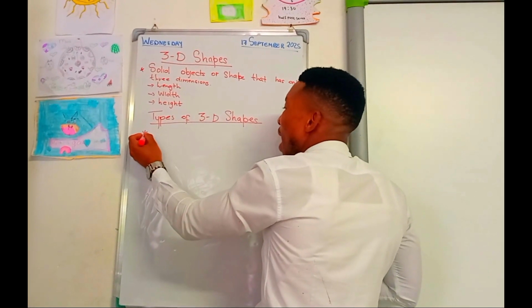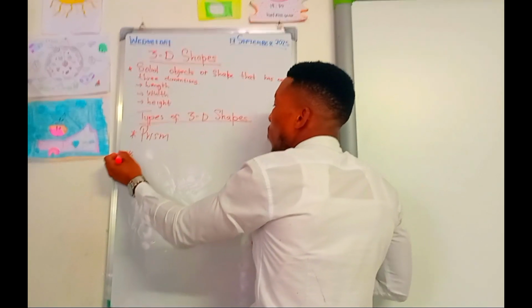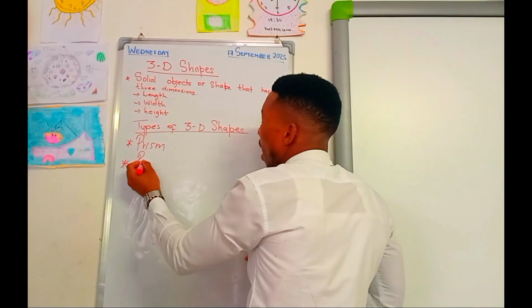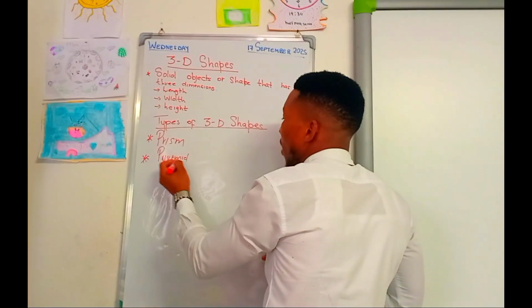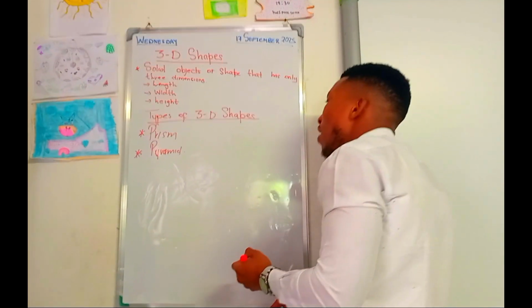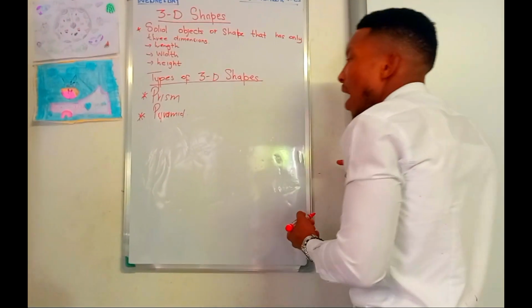We have a prism, and we have a pyramid. So we have 2 types of 3D shape: a prism as well as a pyramid.